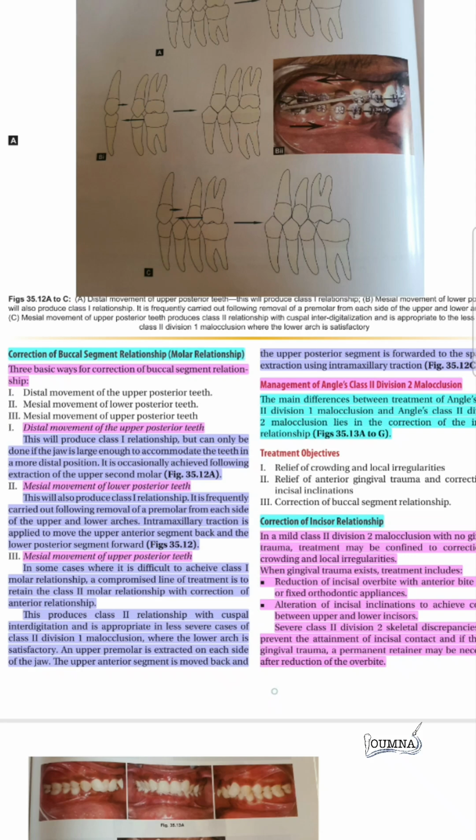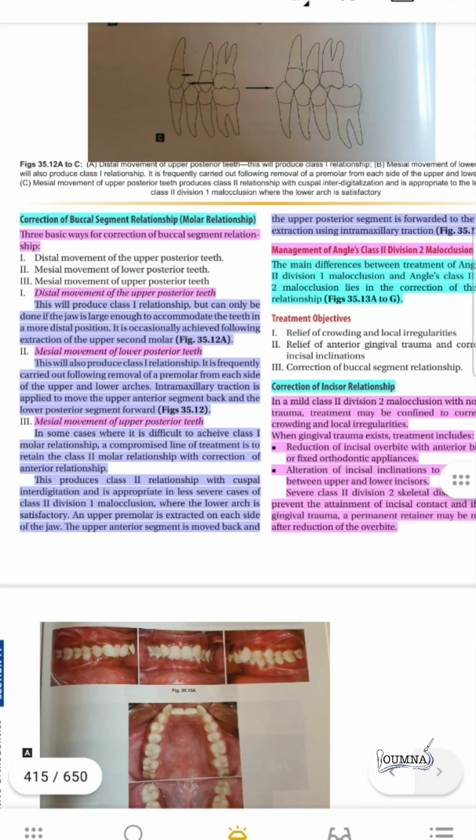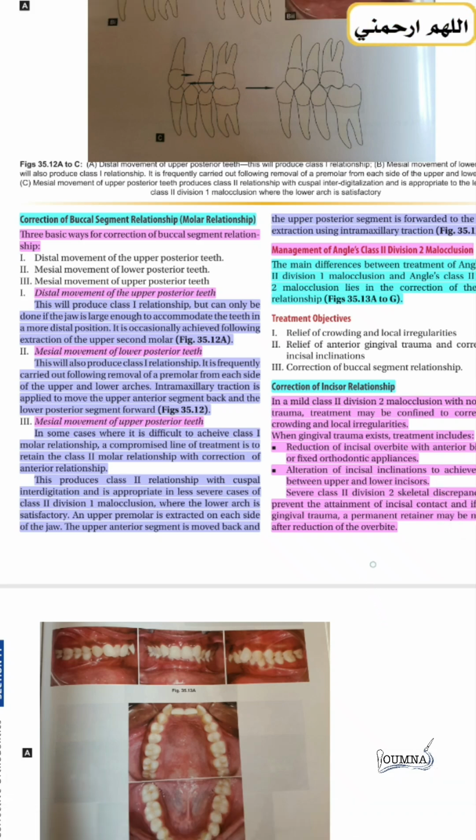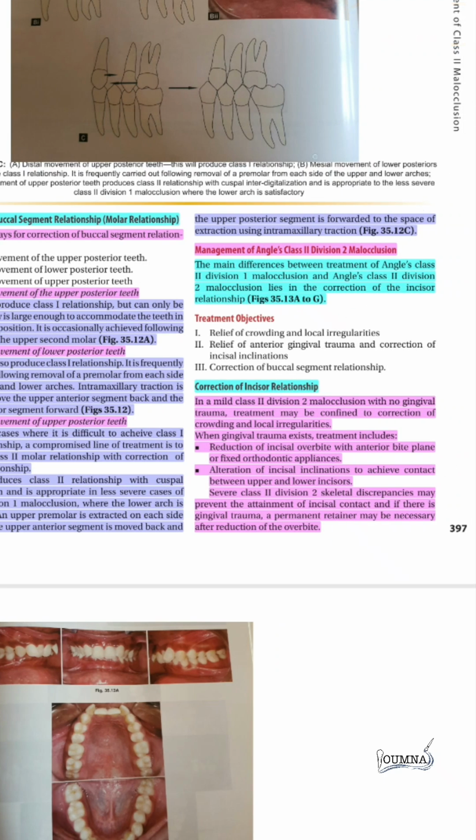The third choice we have is doing the mesial movement of the upper posterior teeth. In this case, we get a class 2 relationship of the molars. It is indicated when we have severe cases of class 2 division 1 malocclusion. The upper premolar is extracted on each side of the jaw, and the anterior segment is moved back, and the upper posterior segment is forwarded to the space of the extraction using an intramaxillary traction.